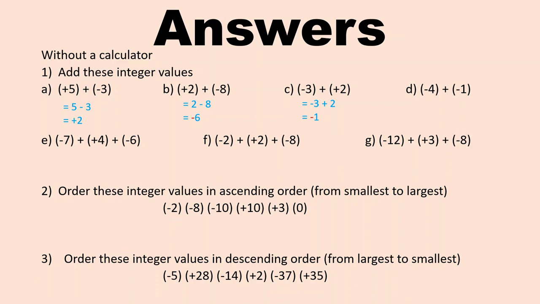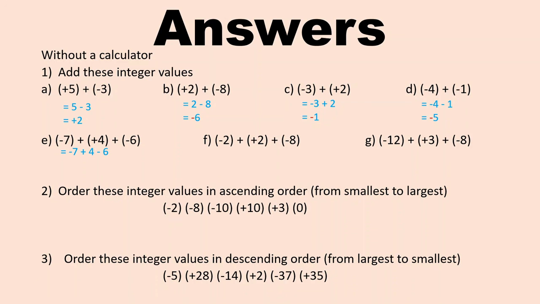Question C, I'm going to do negative 3 plus 2, and my answer will still be negative. It's negative 1. Question D, I'll do negative 4 minus 1. That will obviously be a negative answer. If I start with a negative and I subtract from it, it's only going to get more negative. That's negative 5.